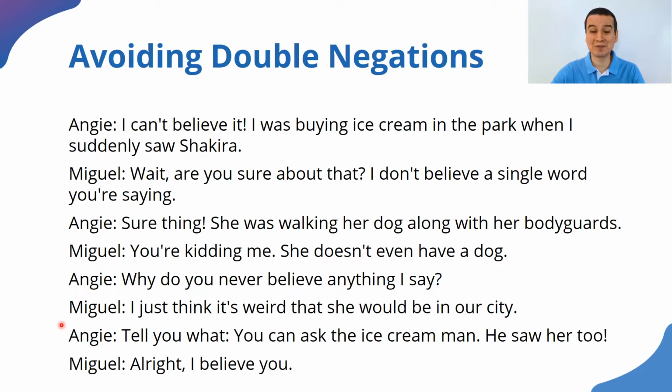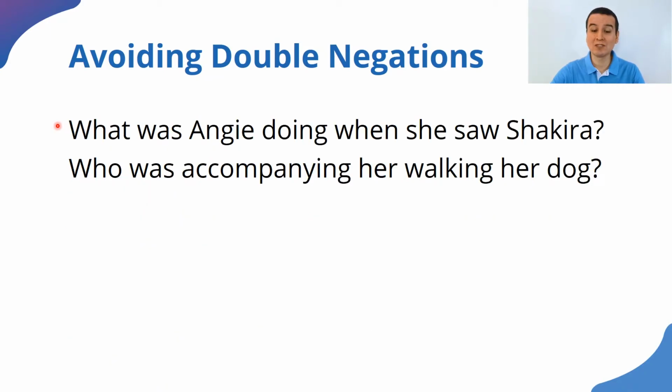All right, that is an unexpected encounter. And let's make sure that you understood what happened there. What was Angie doing when she saw Shakira? She was buying ice cream at the park, yes. And who was accompanying her, walking her dog, accompanying Shakira? Her bodyguards.